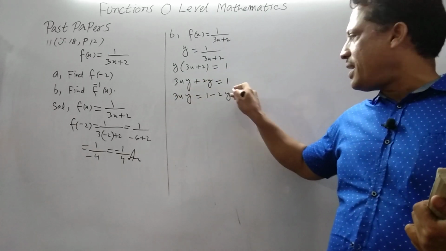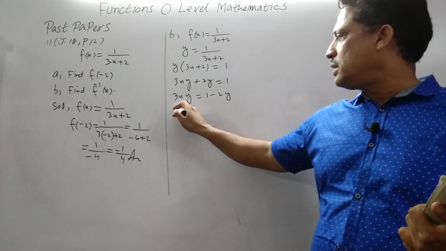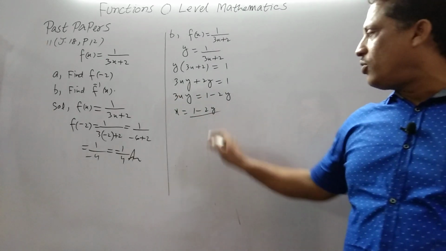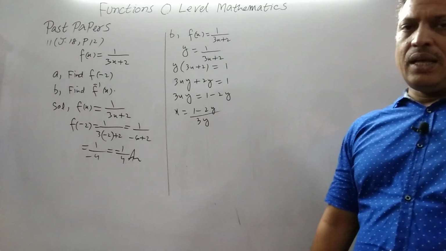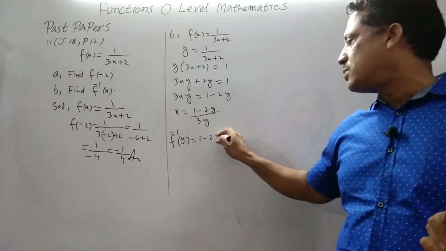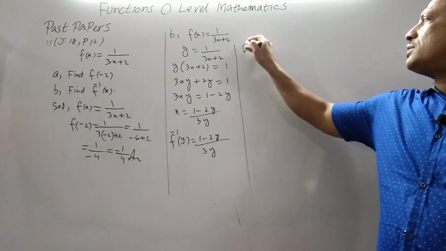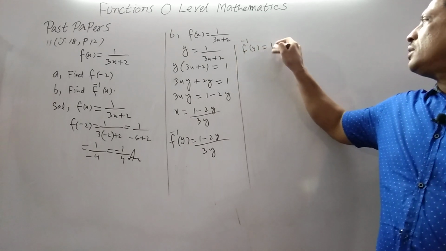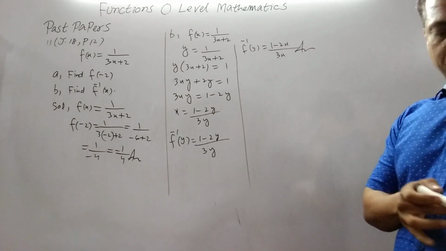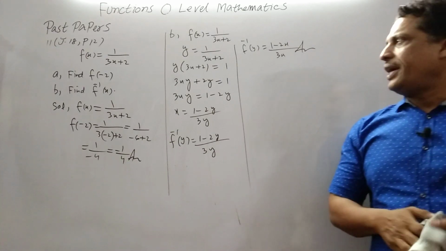3xy is equal to 1 minus 2y. And 3 and x is equal to 1 minus 2y, and this 3y should be divided on the other side. Replace x by f inverse y, which is 1 minus 2y upon 3y. And the last step is replace y by x: 1 minus 2x upon 3x. Answer. I hope you completely understand this question. Okay, next question.